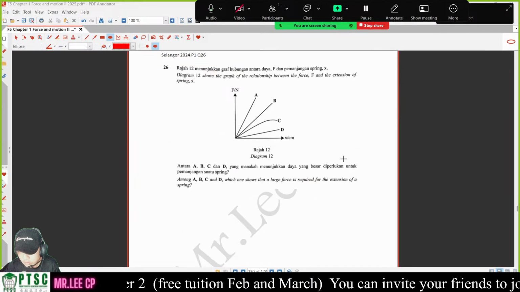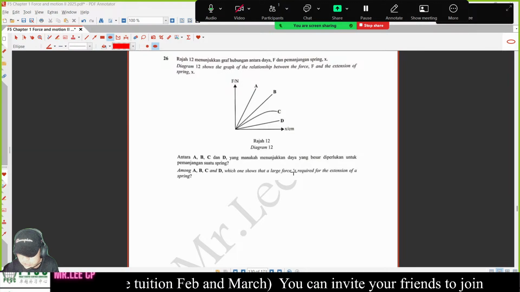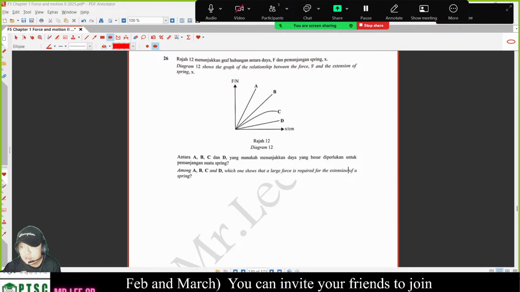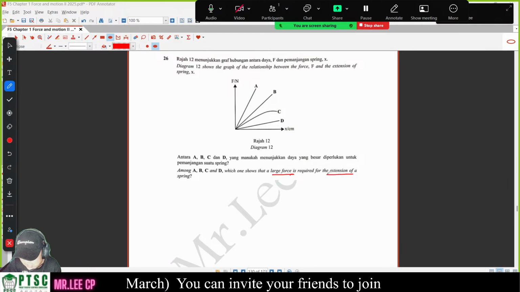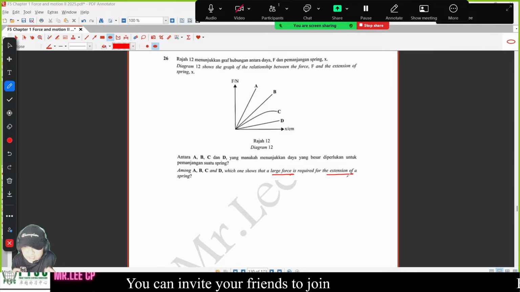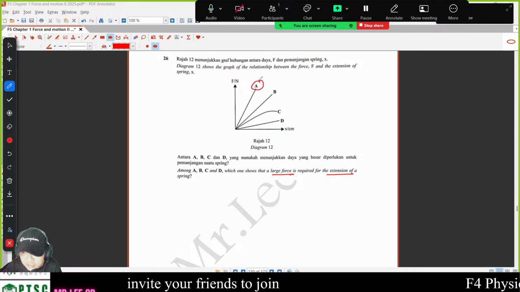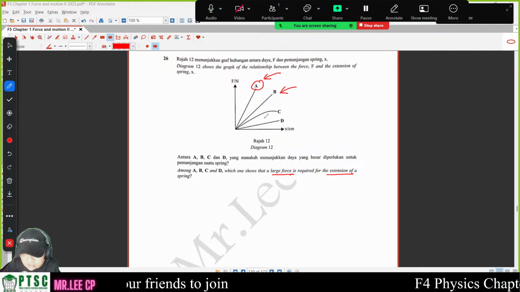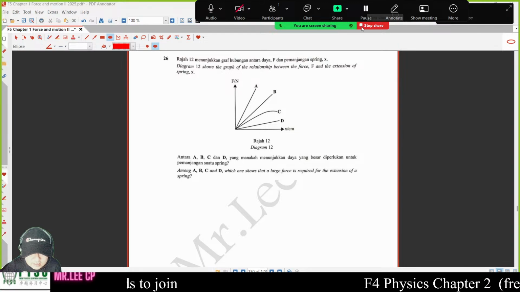Okay, we continue from here. A, B, C, D. Which one shows that a large force is required for the extension of the spring? So you need a lot of force to extend the spring, so the stiffness has to be higher. Higher gradient. Answer is A. This one is the stiffest, this one second, this one third, this one fourth. So the answer is A.